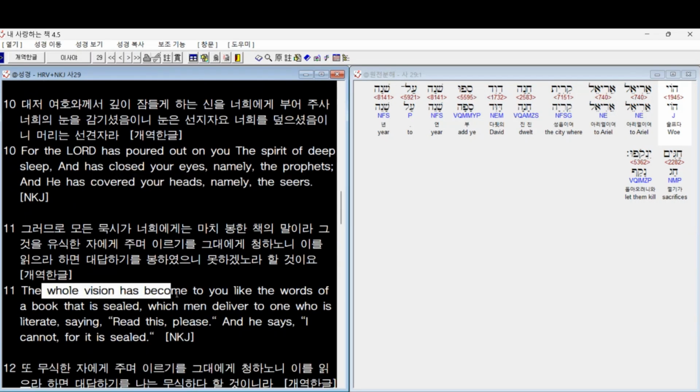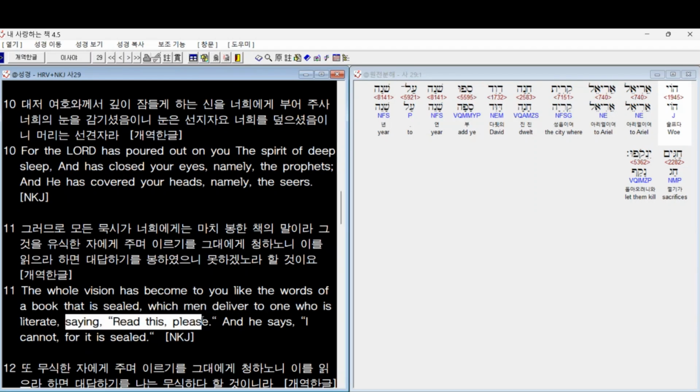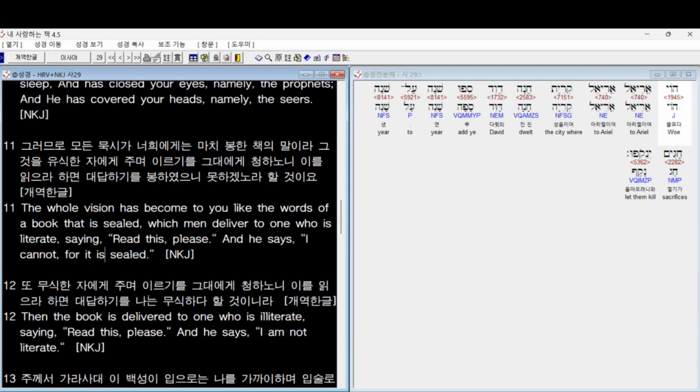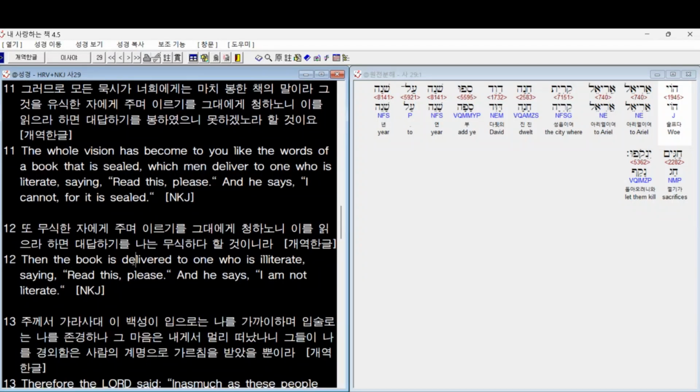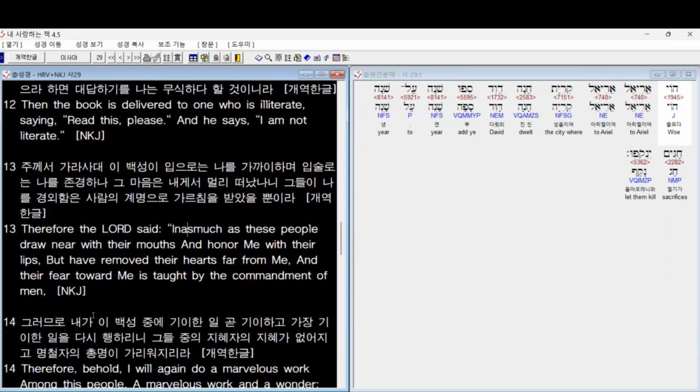The whole vision has become to you like the words of a book that is sealed until you eat the little book, which man delivered to one who is literate, saying, read this please, and he says, I cannot, because it is sealed. Then the book is delivered to one who is illiterate, saying, read this please, and he says, I am not literate. Therefore the Lord said, inasmuch as these people draw near with their mouth, and honor me with their lips, but have moved their heart far from me.